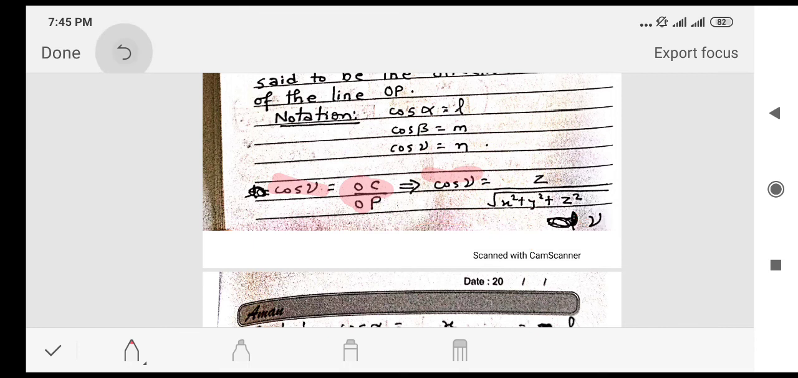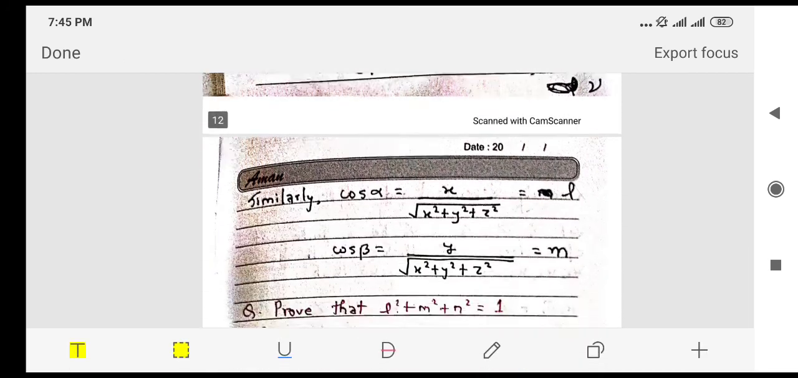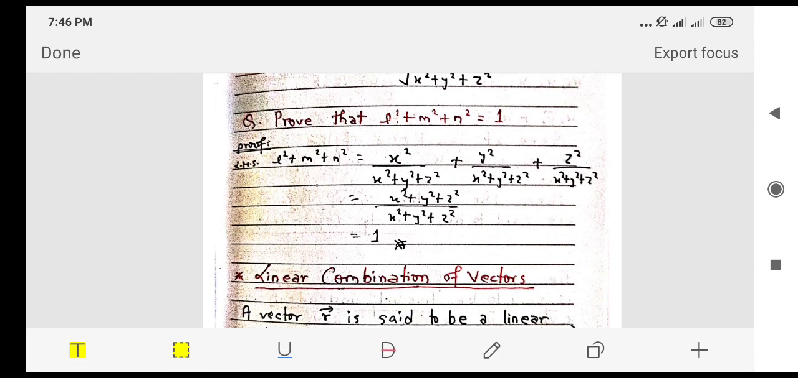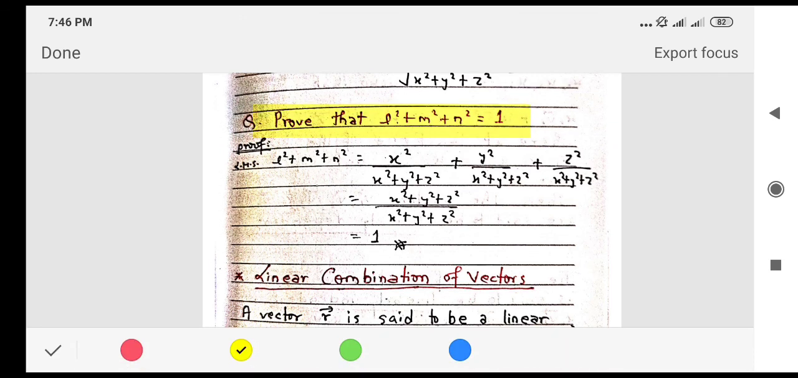By using a similar pattern, we can find l and m as well. You can see over here: cos alpha is equal to x upon square root of x square plus y square plus z square, that is equal to l, and cos beta is equal to y upon square root of x square plus y square plus z square, that is equal to m. One small question is given to us over here: prove that l square plus m square plus n square is equal to 1. We have to prove this.